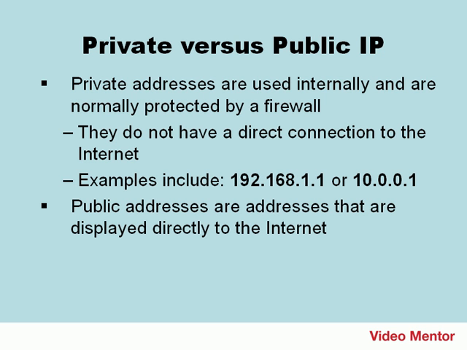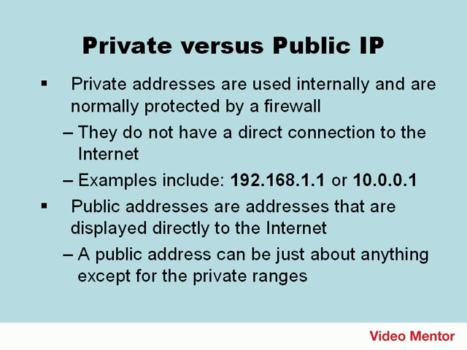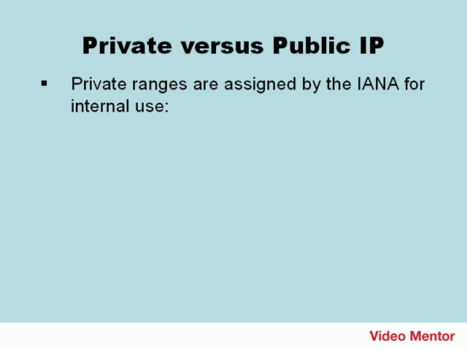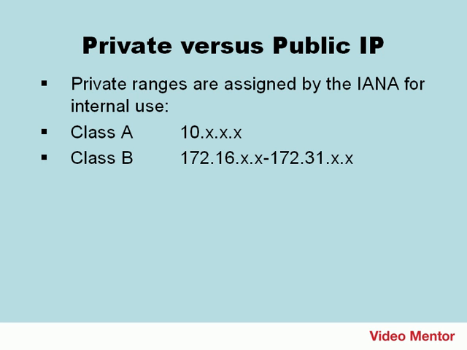However, public addresses are addresses that are displayed directly to the internet. And a public address can be just about anything except for the private ranges. Those private ranges are assigned by the IANA for internal use, and there are particular ranges reserved for Class A, B, and C. Class A has the 10 network reserved for internal use. Class B has 172.16 all the way through 172.31 reserved.